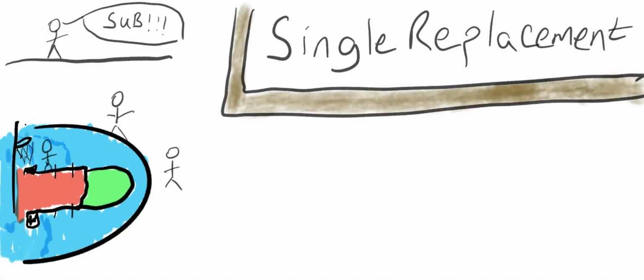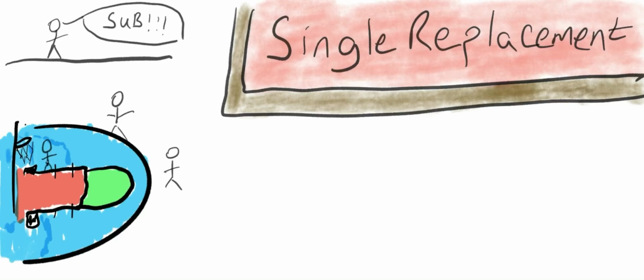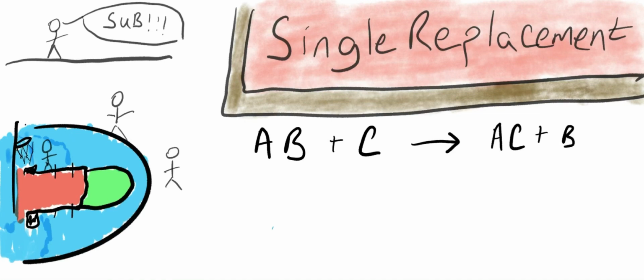A single replacement reaction is a lot like this. You have a happily bound compound, and a single element wants to join in on the fun. If this reaction occurs, the result will be a new compound and a new element by itself. Because of this, we use the equation AB plus C equals AC plus B to illustrate the point.